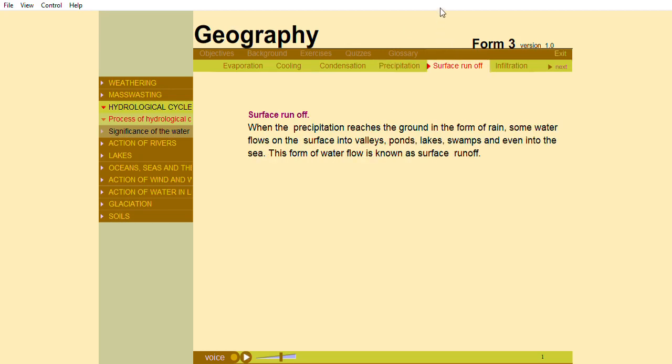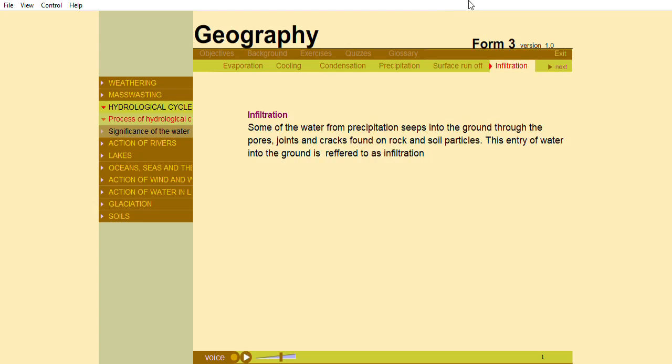Surface runoff. When the precipitation reaches the ground in the form of rain, some water flows on the surface into valleys, ponds, lakes, swamps, and even into the sea. This form of water flow is known as surface runoff.